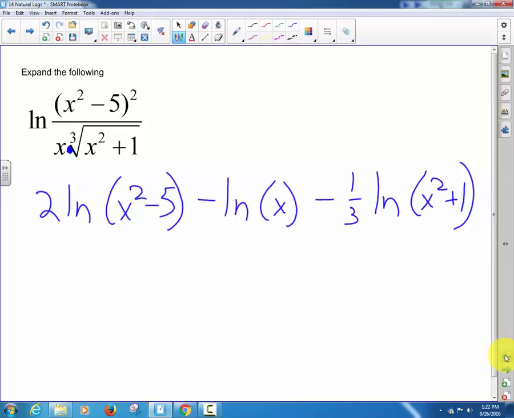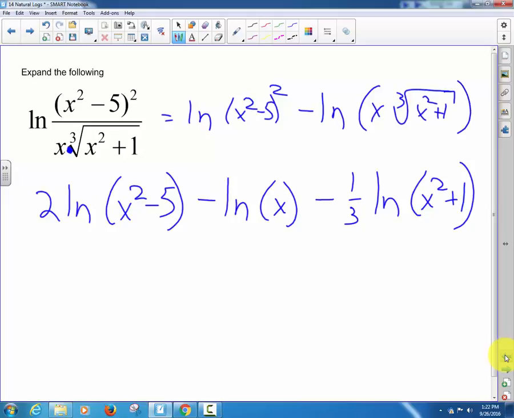Okay, so if you were to go the long way with this, this is the ln of x squared minus 5 squared minus the ln of x times the cube root of x squared plus 1. Now, when you split up this second term right here, you split it up as ln of x plus the ln of the cube root of x squared plus 1. But there was a minus sign in front of all of this. So we've got to distribute that minus sign through. That's how I got the two minus signs there.